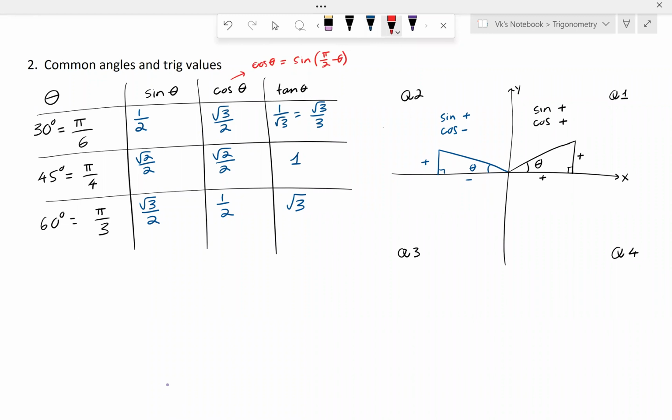And similarly, using this right triangle in quadrant 3, both opposite and adjacent are negative. So sine is negative, cosine is negative. And in the last quadrant, only the opposite is negative. Sine is negative, cosine is positive. Pretty cool.